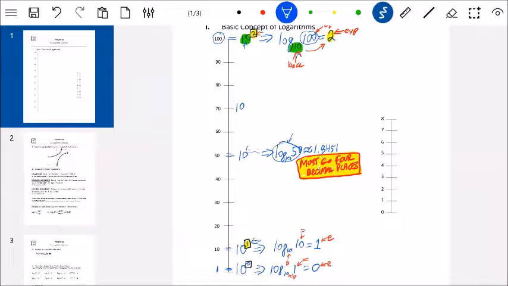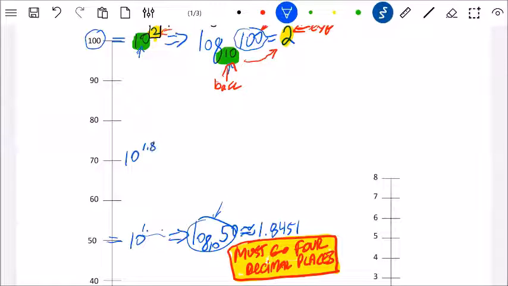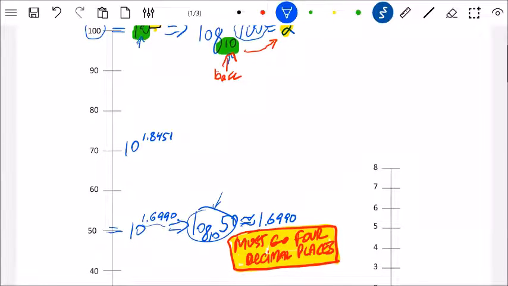So I meant to write it up here with this one. Let me write it more clearly. 1.8451, whereas the other one down here is a little smaller than that. But this will actually help to illustrate a certain point about this. This is 1.6990. You might say that 0 is not necessary. I want you to write it anyway. I want you to write 4 decimal places.